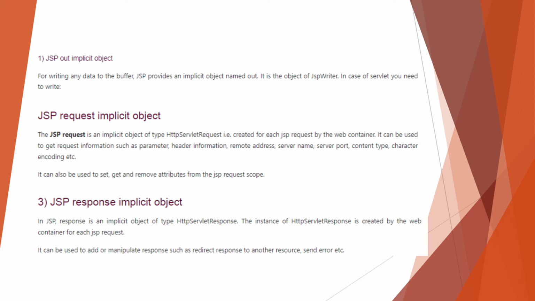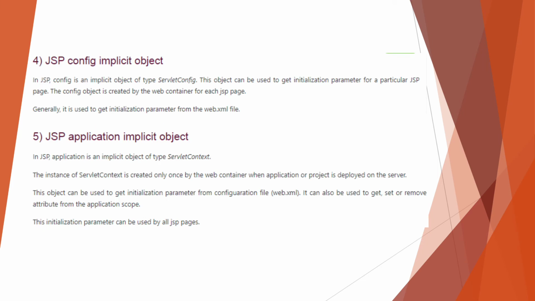Now what does it mean? If you have multiple servlets and multiple requests, understand that one of the servlet's output will work as one of the inputs of another servlet, so it can send data to that servlet also with the use of implicit objects. Okay, now the next implicit object is config.